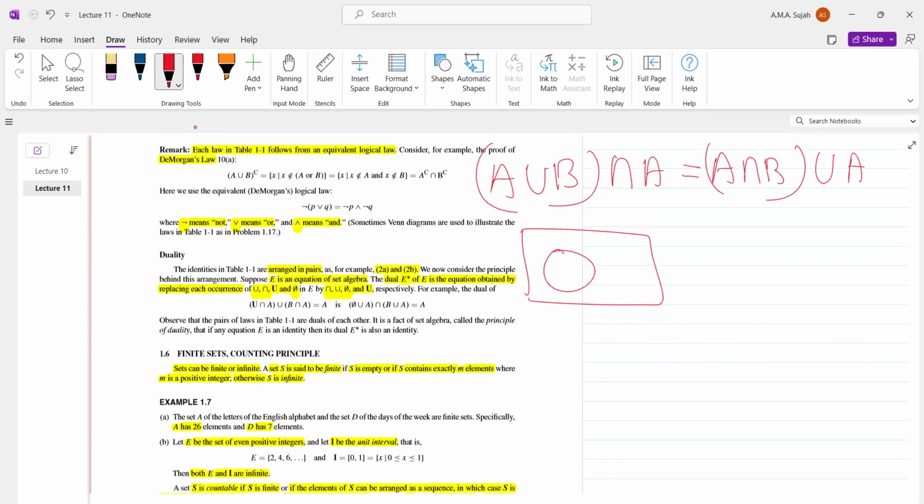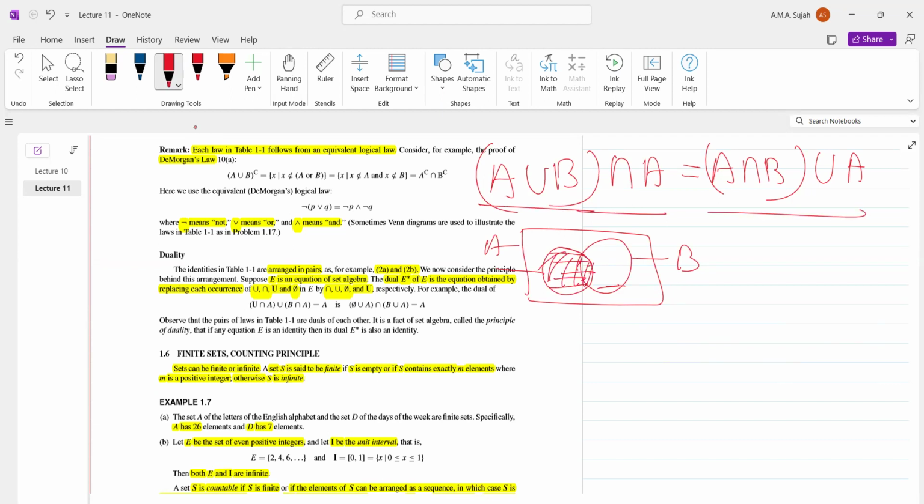So if you plot here, A and B, A union B means this area, right? So A union B is this area, then you need to check with A, right? So it belongs to A, right? So this is the left portion. The common elements of A union B and A is equal to this colored area, right?